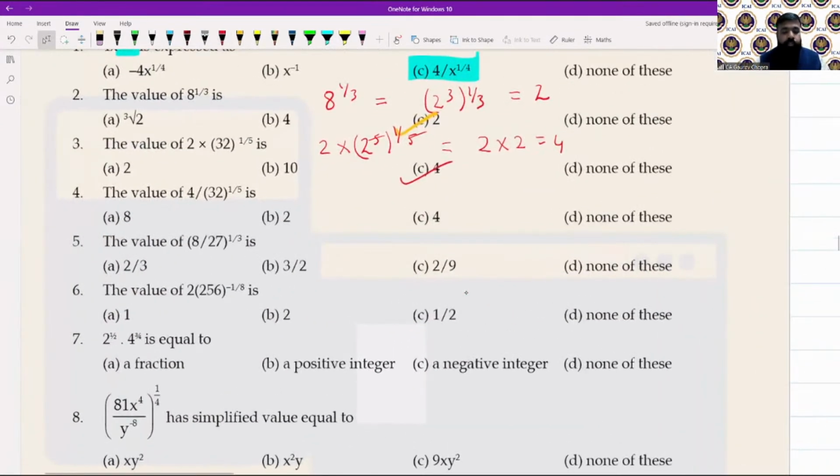Now, the fourth one. 4 multiplied by 32 to the power of 1/5. So again, it's very easy. We can solve 4 multiplied by 32 means 2 to the power of 5 and then 1 by 5. So 5 will get cancelled. We are left with 4 into 2, that is 8.